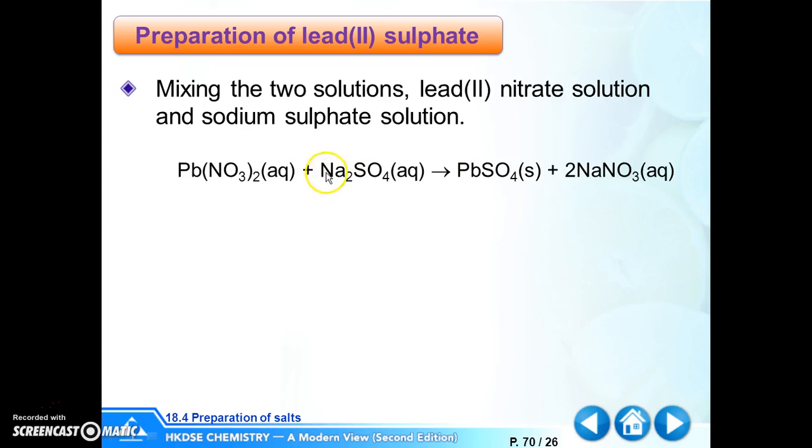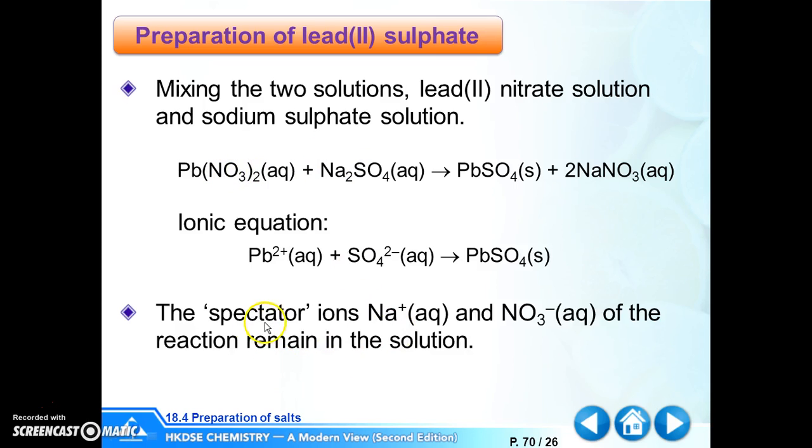So here, the sodium ion and the nitrate ion do not get involved in the reaction. So that's why they are called spectator ions. So you can see from the ionic equation, we are just mixing the lead-2 plus ion and the sulfate ion to form the lead-2 sulfate solid.